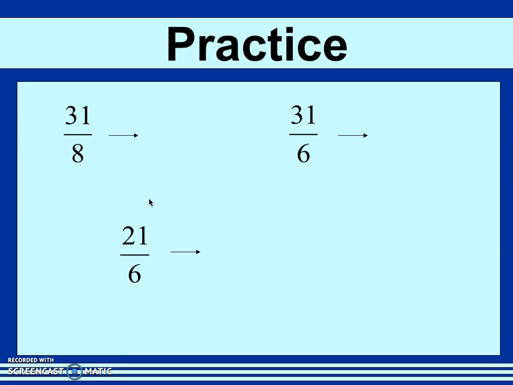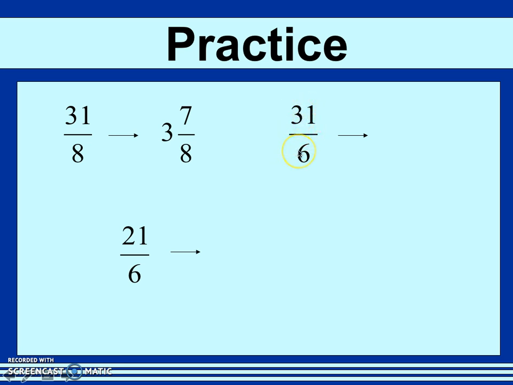Practice these. Let's see what we get. Alright, let's look at these. If I have 31/8 and I have to write that as a mixed number, well, 31 divided by 8 gives me 3, remainder 7. So I would have 3, and that 7 goes over my 8, so 3 7/8.